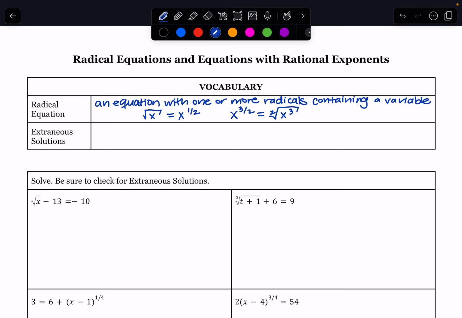And then again, extraneous solutions should be prior knowledge too, but that is a potential solution that does not check. So you get your solution, but when you check it, it actually doesn't work in the original problem.